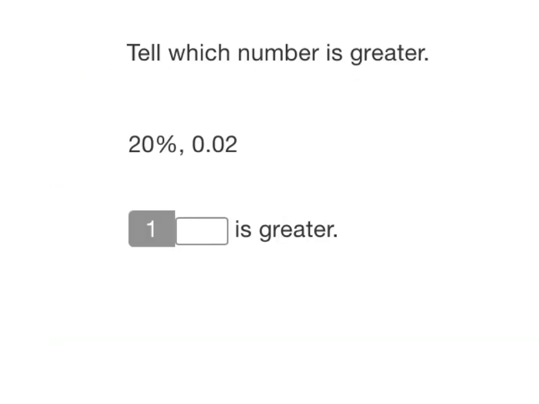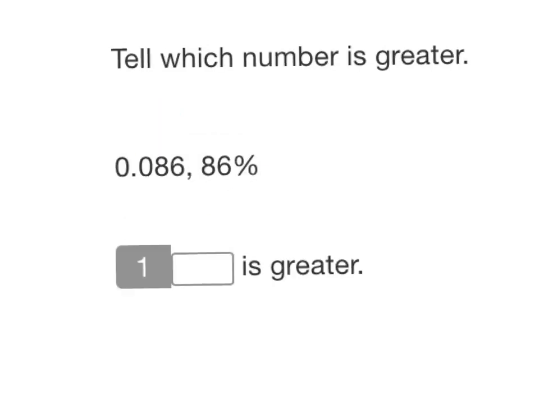All right, here's some problems that you're going to see today on your HMH assignment. Similar problems to what this is. So tell which number is greater. Again, you might want to think about putting these both in the same format. So I could think of this going into the decimal 20 hundredths, or I could put this into the percent format. Either way, I should be able to see that 20% is greater.